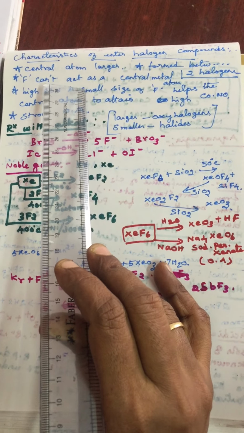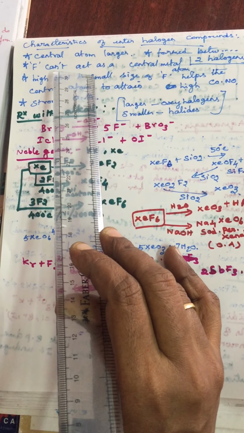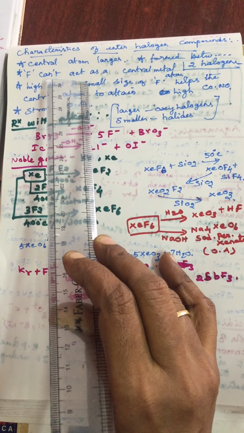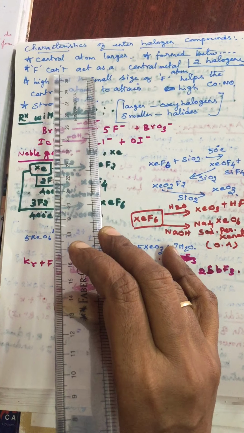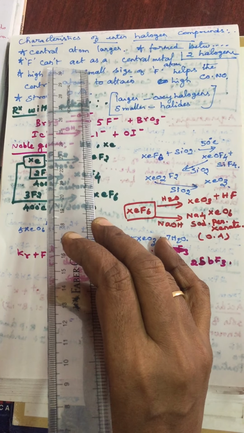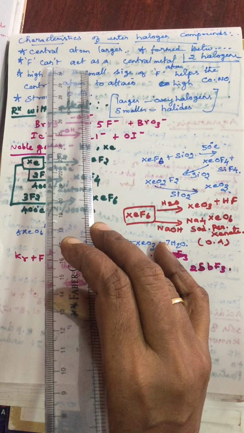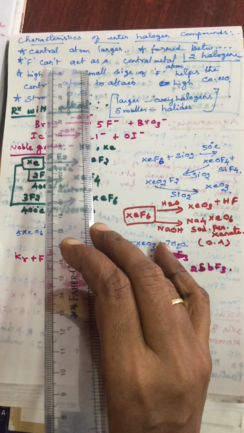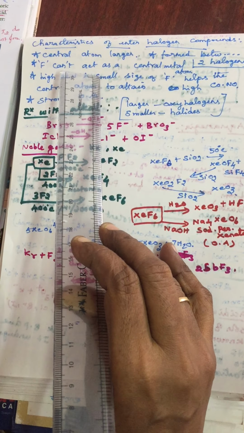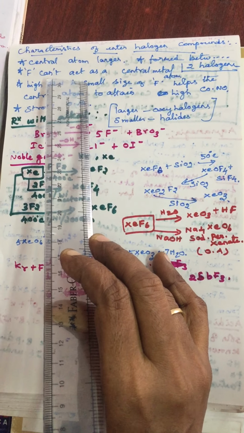Hello students, in the previous video I explained the formation of interhalogen compounds and the different types of interhalogen compounds. In that I explained what interhalogen compounds are. What is the meaning of interhalogen compounds? When one halogen is combined with another halogen to form a new compound, that is called an interhalogen compound. When you write, you have to write it in a correct way.